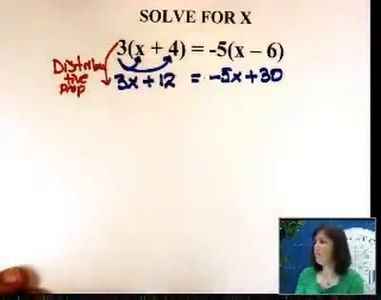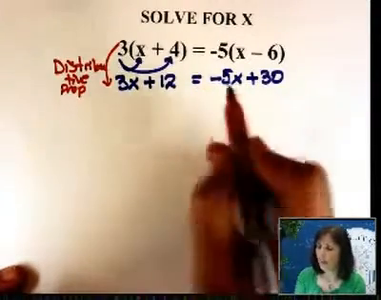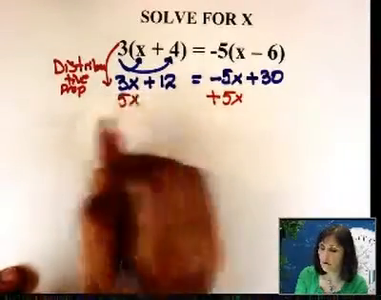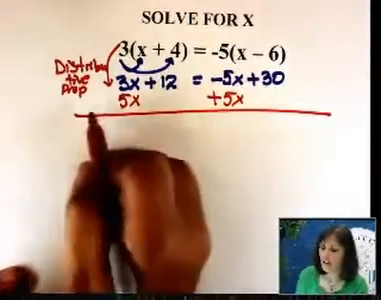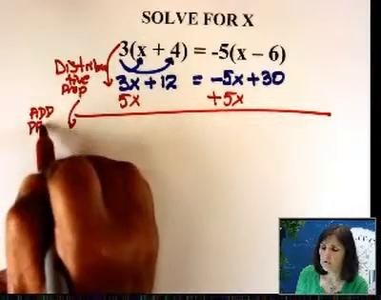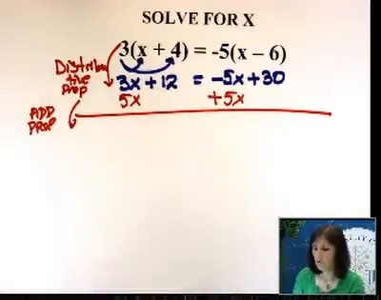If you want, you can keep track of your properties. Now I'm going to move that negative 5 to the left by adding 5. That's the additive inverse. So that's the addition property. So I always do the addition property to move the numbers and x's around. These two will go.